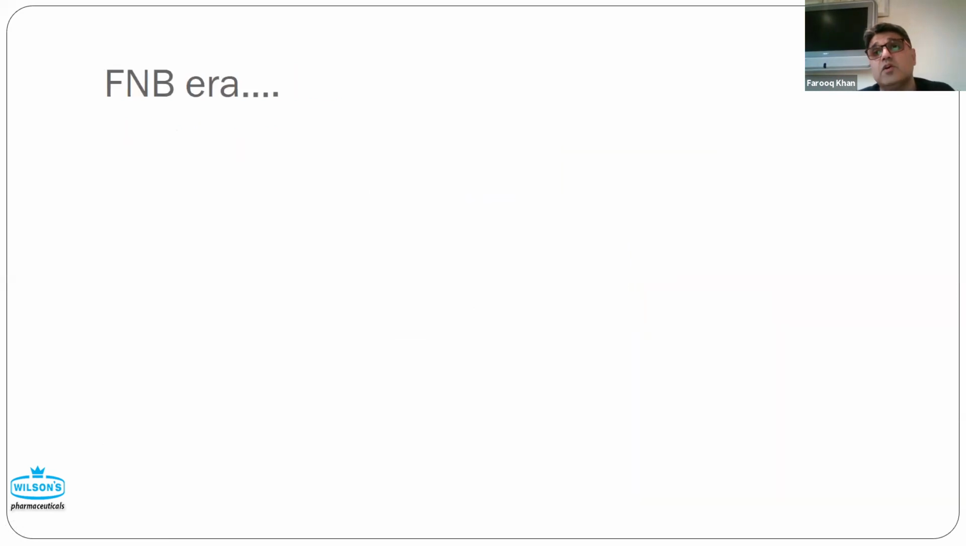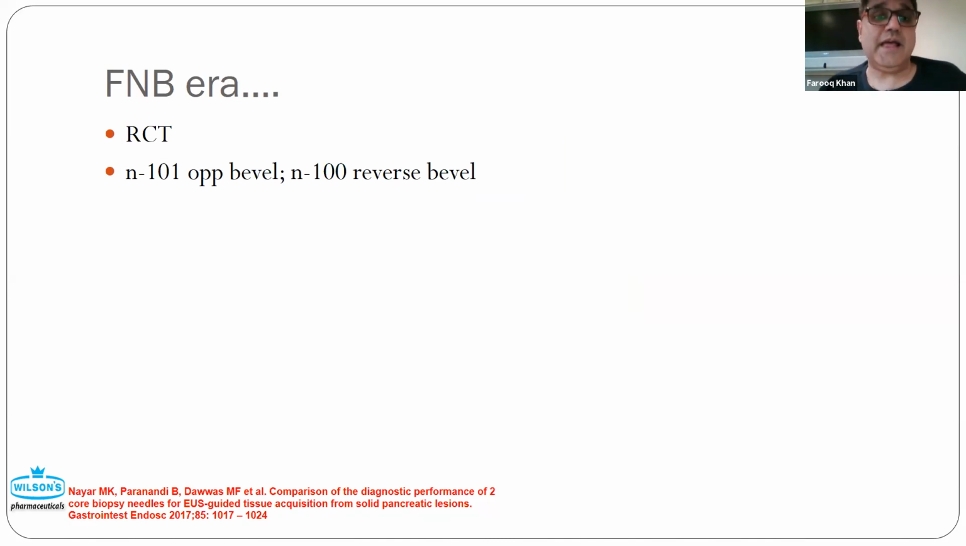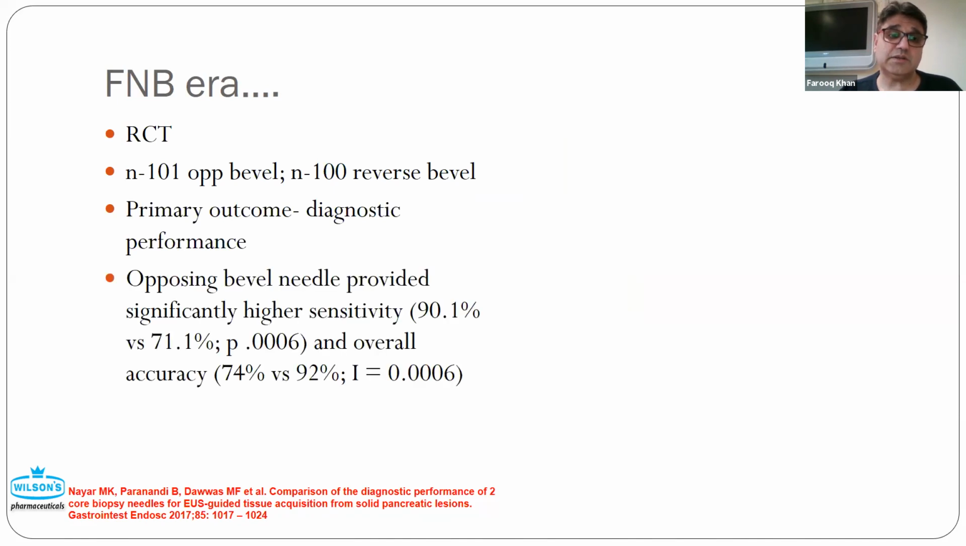We then have what we call the FNB era. As we know, 2015 was when the first needle came along. The Newcastle group here in the UK, Manu Nair, presented this randomized controlled trial. Decent numbers: 100 to the opposing bivalve, like Franseen, and 100 to the ProCore, the reverse bevel. I showed you the picture. The primary outcome was diagnostic performance, and they found a very significant difference, almost 20%, with sensitivity going from 71 to 90%, which was really good, and they showed not much in the way of adverse side effects.